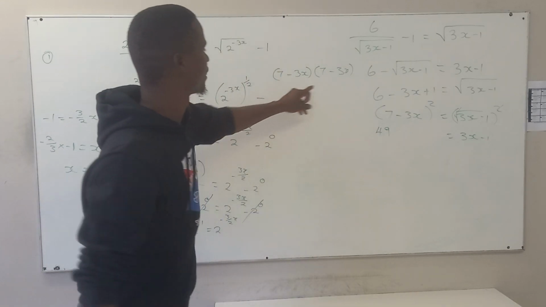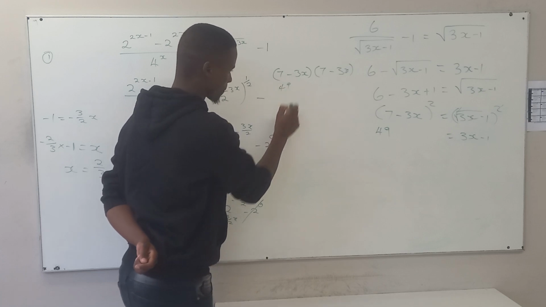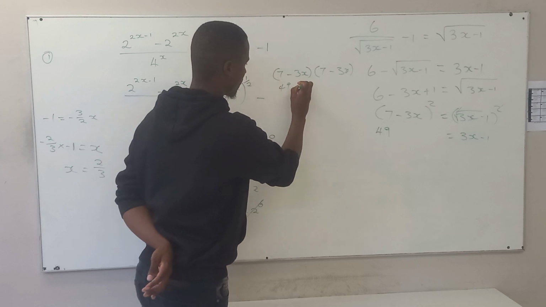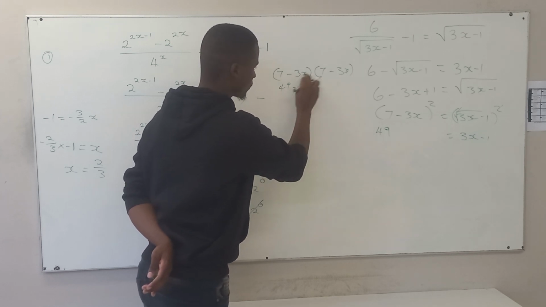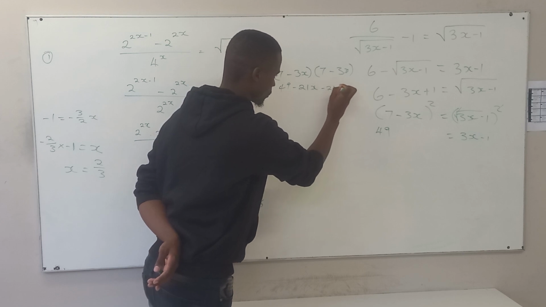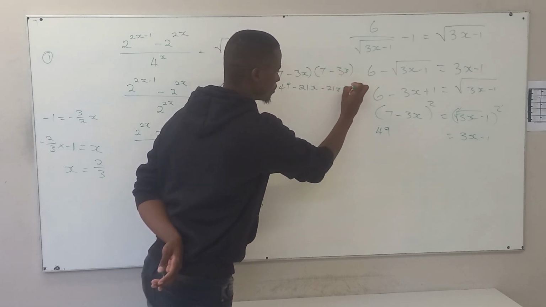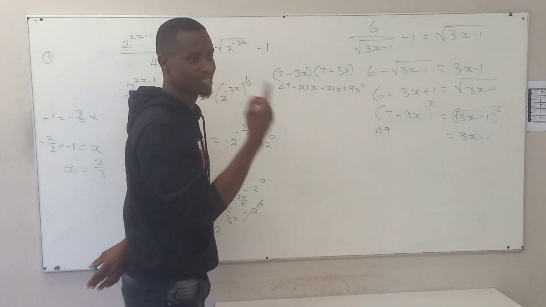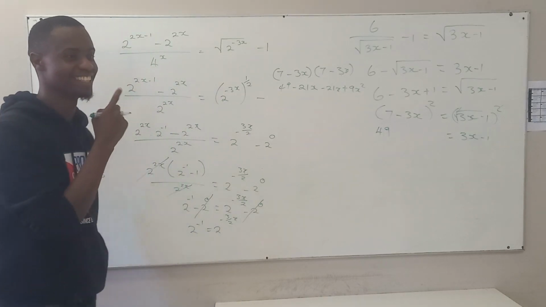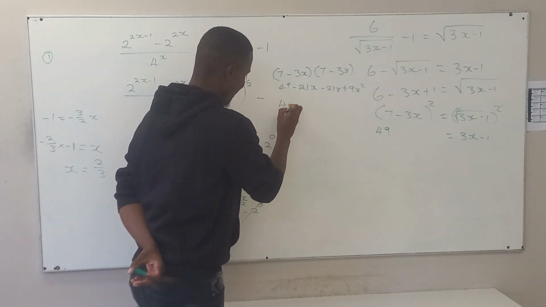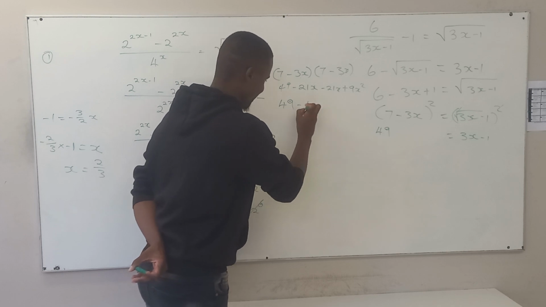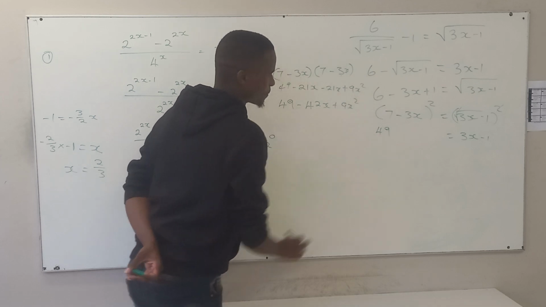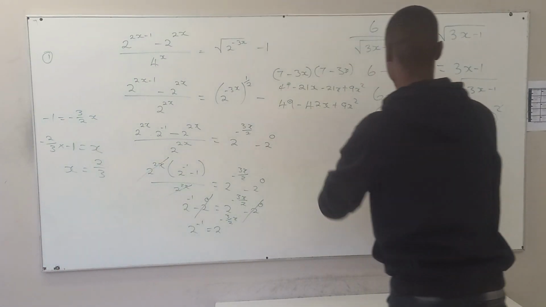yeah. So it's this one and this one, which is 49. This one and this one is what? 21x. This one and this one, 21x. This one and this one, 9x squared, right? And whenever you see squared, you're going to be getting 2 answers. Very good. 49 minus 42x plus 9x squared. Let me write it here.